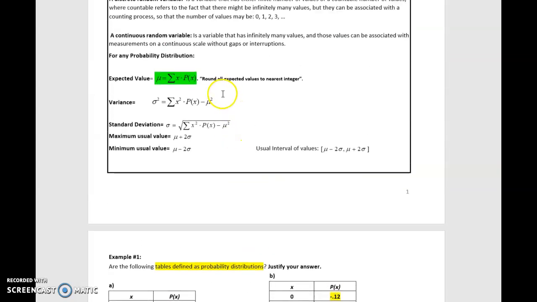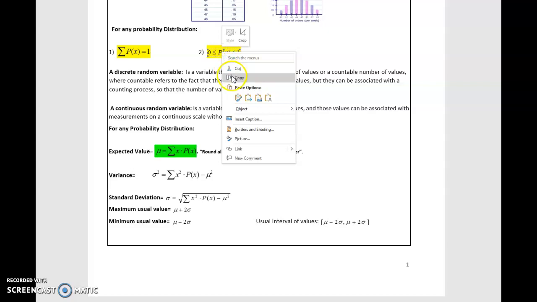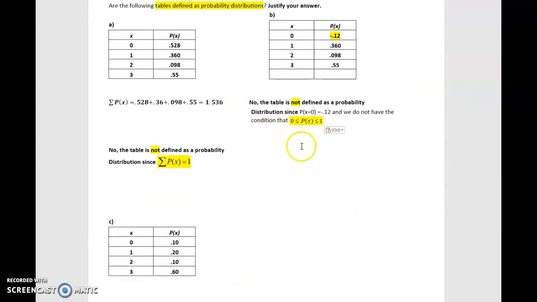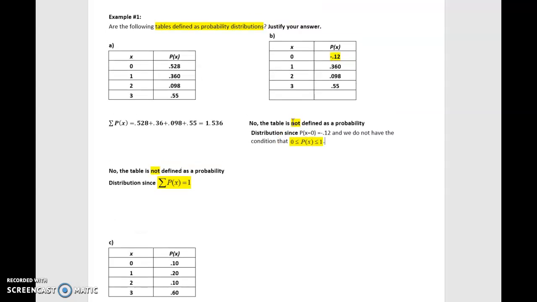Let me just copy and paste this portion here. Okay, so that's it for this one. Once again, the first one fails because the sum is not equal to 1. We get 1.536. The second one fails because we have a negative value for the probabilities. We don't have the condition that all probabilities are between 0 to 1.